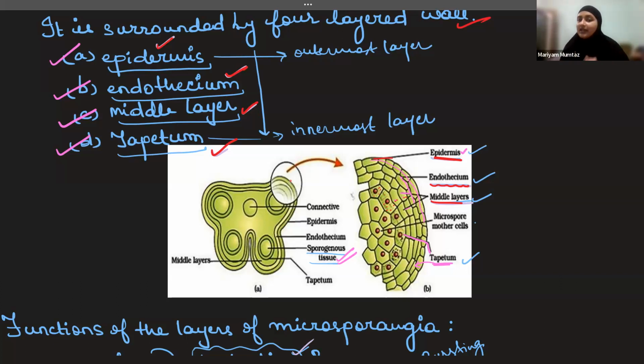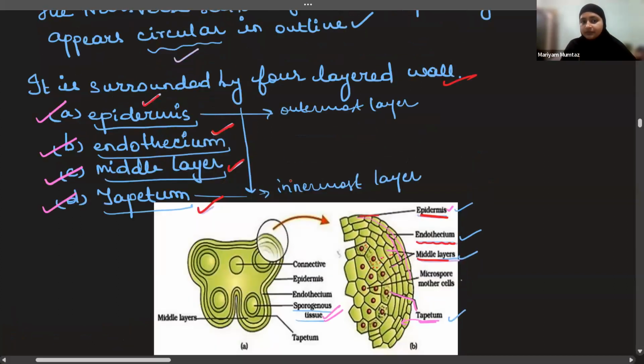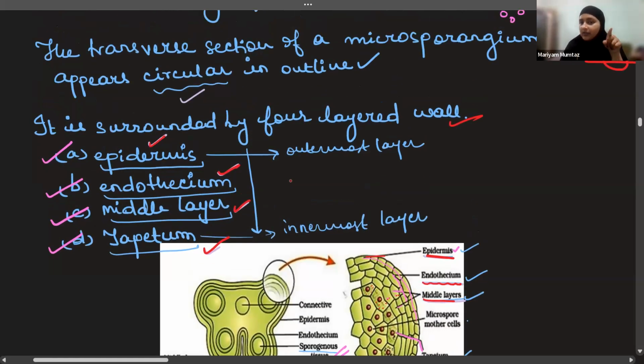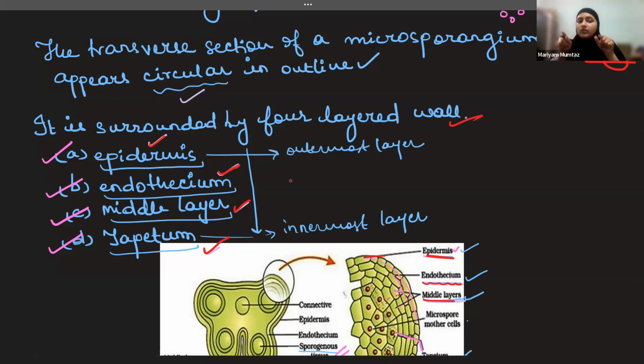Same way here also layers are there and they have special unique names. The microsporangia appears circular in outline, because whenever I talk about a transverse section or any outline appearing circular, just try to remember the egg example. You crack an egg, 2 portions are there, and when you look at it like this, you'll find it a circle. Always try to remember it like that, so it won't be difficult.